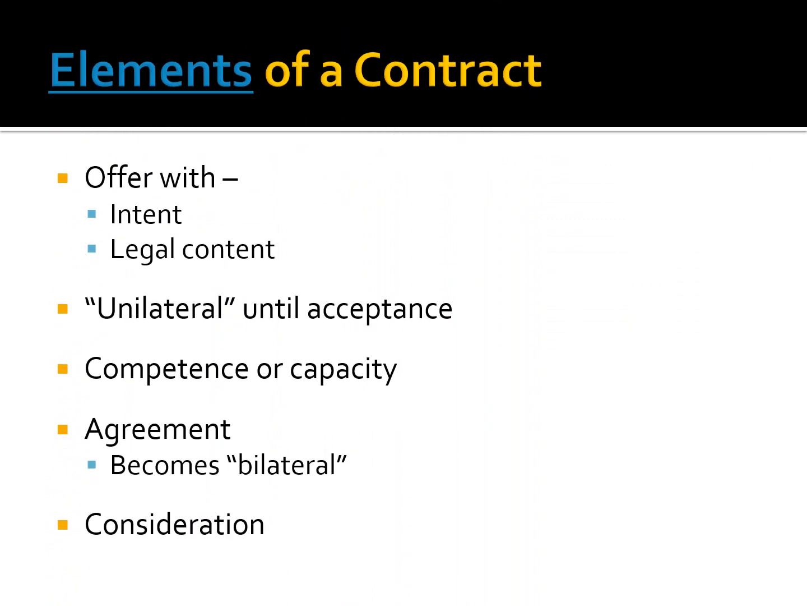There are several different elements to a contract. The offer has the intent of the contract with some legal content. Basically, this offer is unilateral until it becomes accepted. Both parties have to be competent and have the capacity to agree to the contract. Once there is agreement, the contract becomes bilateral. Within a contract, you need to have what is called consideration, which is the benefit to each party, what each party is receiving out of the contract.